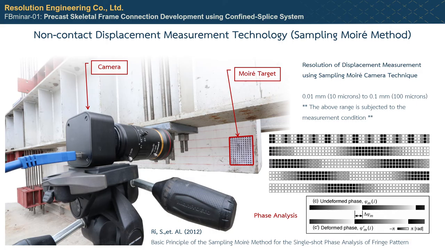I don't know how to call it precisely, but you can Google up Moray camera. Sometimes when you watch TV, if the news anchor wears a shirt with a pattern, you will see the fringe pattern if it is about the same size as the pixel of the camera. So it is an optical magnification technique. As it magnifies the displacements, we can measure displacement as small as the 10, 50 micron level.